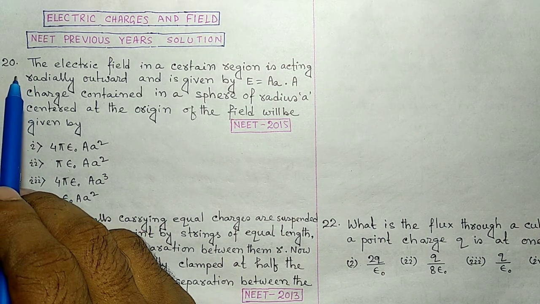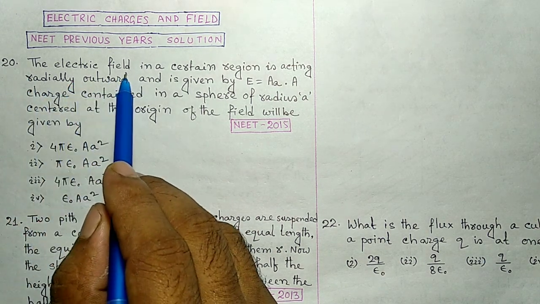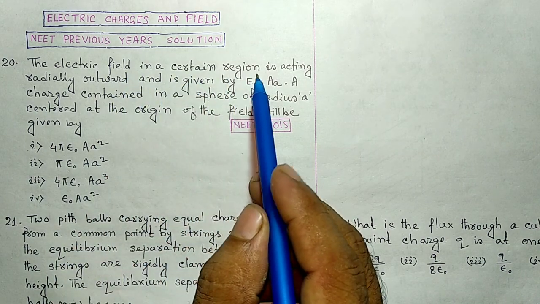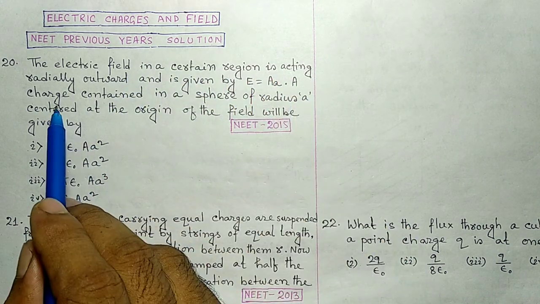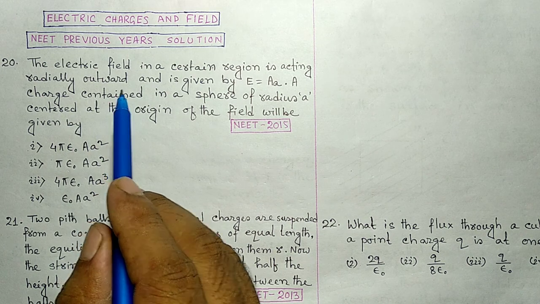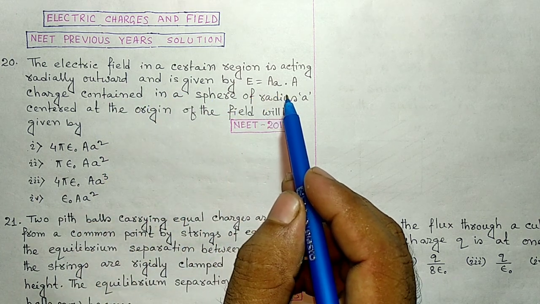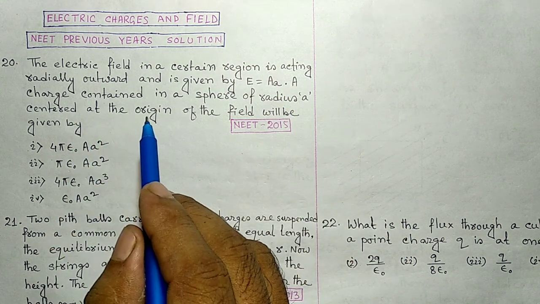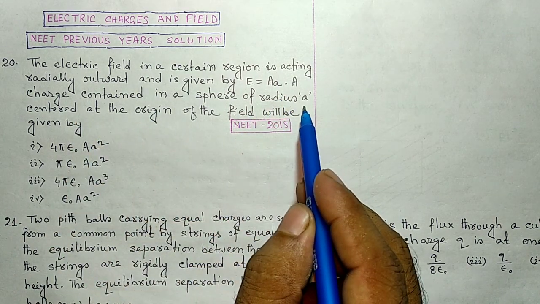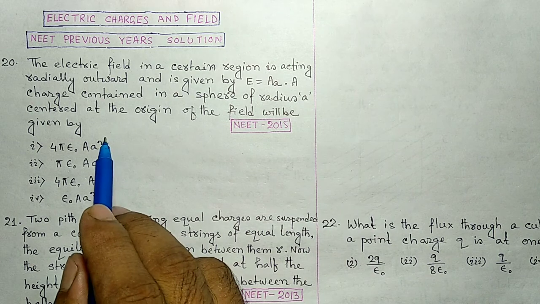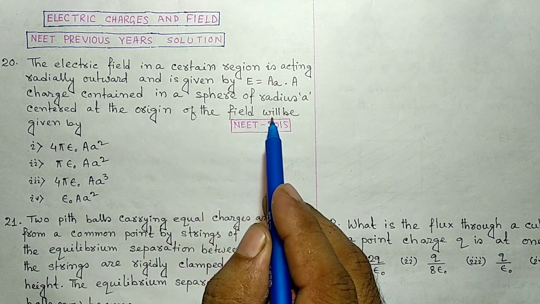Question number 20 says that the electric field in a certain region is acting radially outward and is given by E is equals to Aa. A charge contained in a sphere of radius a centered at the origin of the field will be.